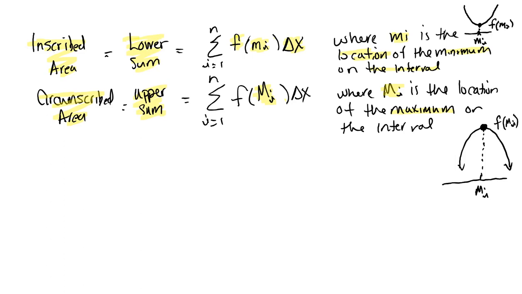So this is a more general formula in which we don't assume that the left endpoint or the right endpoint are going to create those inscribed rectangles or circumscribed rectangles. So it might be some other value on the interval that creates the inscribed or circumscribed rectangle.